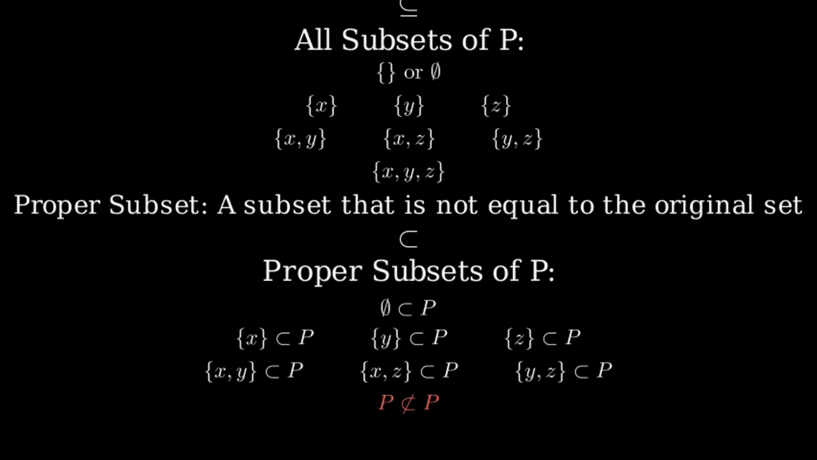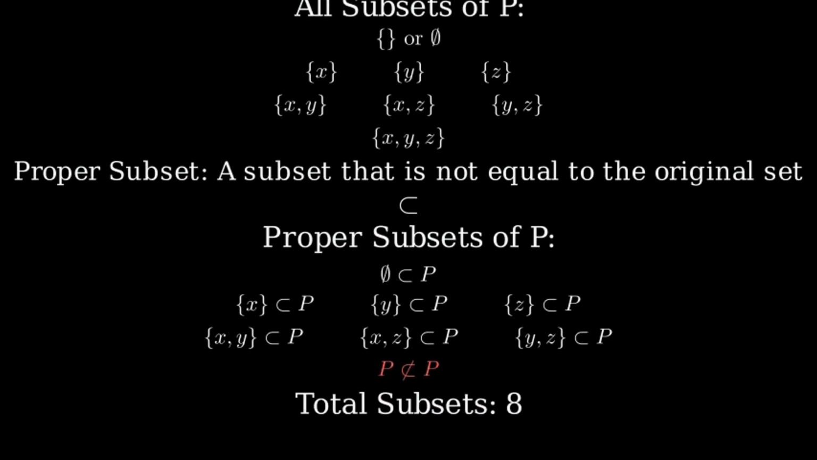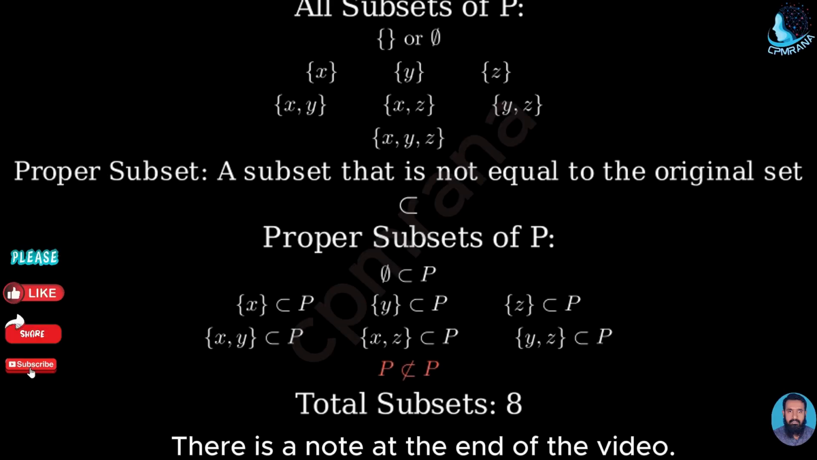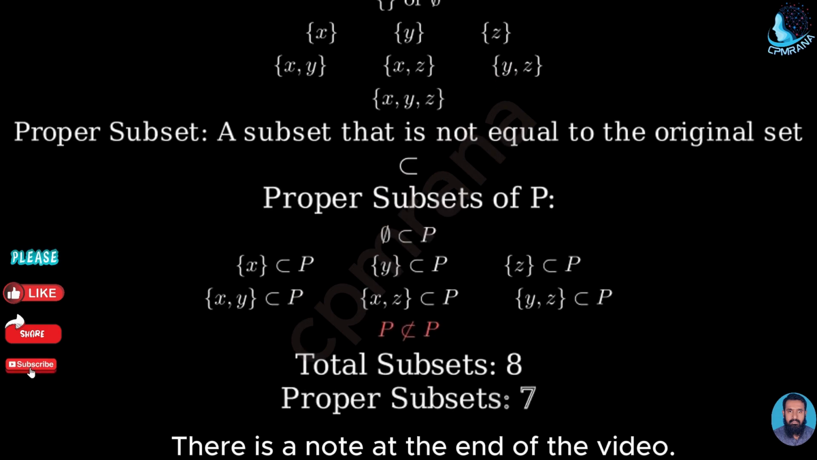Let's summarize what we've learned. For a set with three elements, we have one empty set, three single-element subsets, three two-element subsets, and one three-element subset, for a total of 8 subsets. Of these, 7 are proper subsets, excluding the set itself.